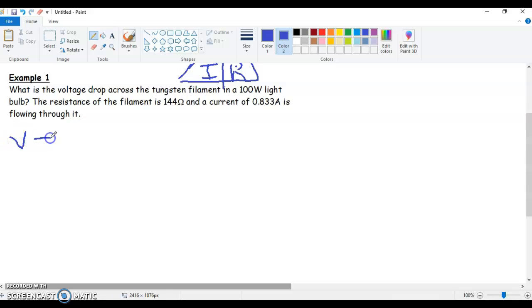Okay, so V is what we don't know. That is our question. So what is the voltage drop? So I'm going to put a question mark there. I is equal to, that's your current. Don't get confused with the 100 watts there. It's the 0.833 amps.